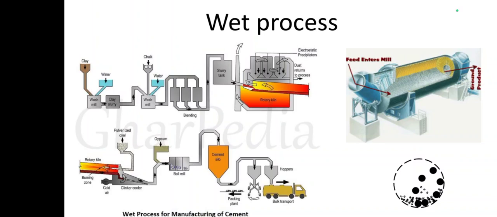The clinker is allowed to cool down, and then it is sent to a ball mill. Ball mill will grind it finely. Before grinding it finer, gypsum is added to prevent the immediate setting.